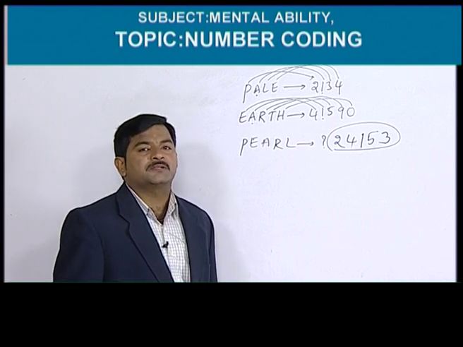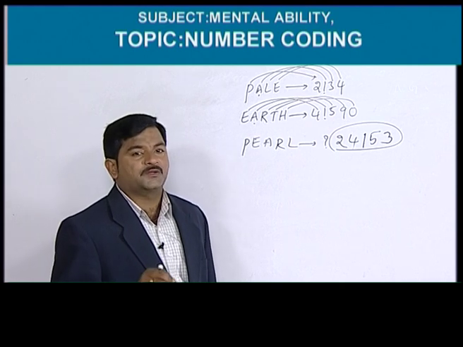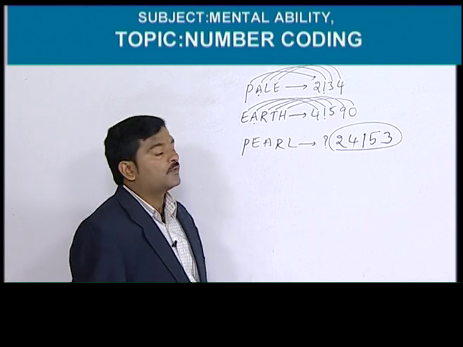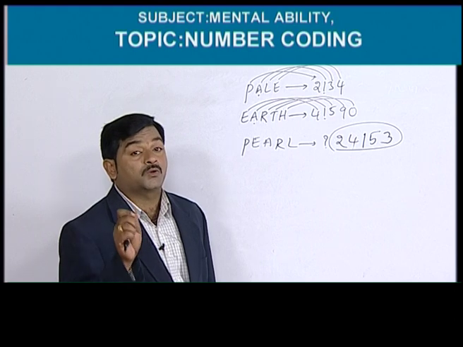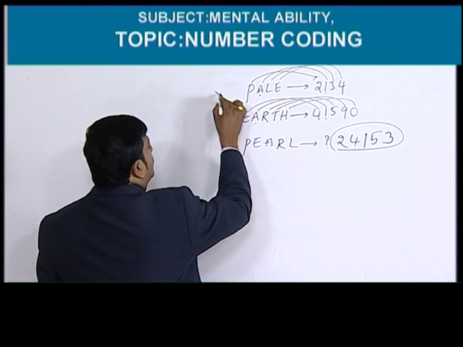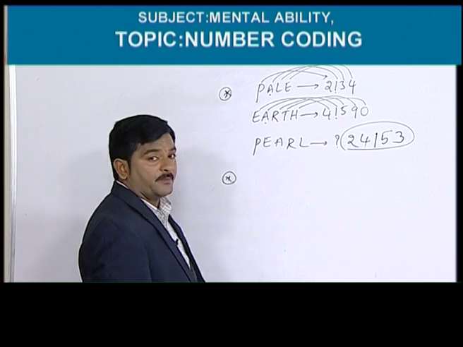So there is a concept of direct coding. By using the concept of direct coding, the answer for the given word PEARL is 24153. Remember, this is the example for direct coding. I hope you understood this one. Now we'll take one more example. Now we'll take the second example in the number coding concept.